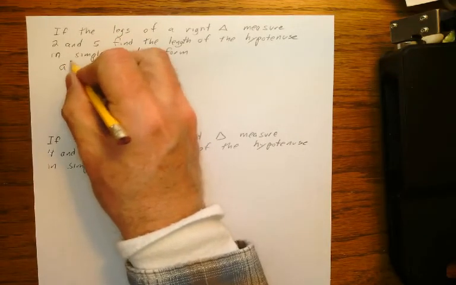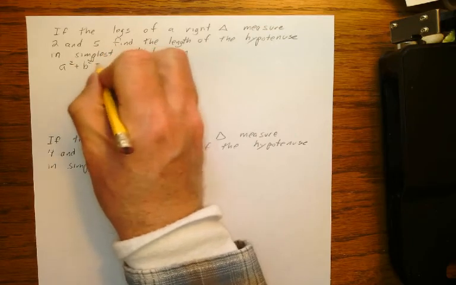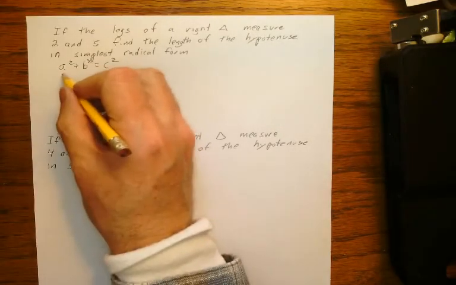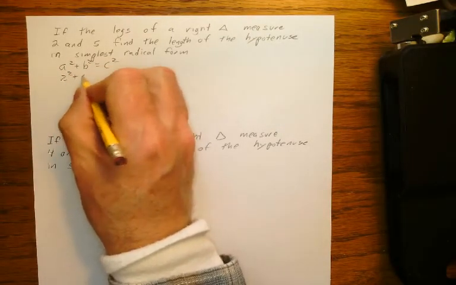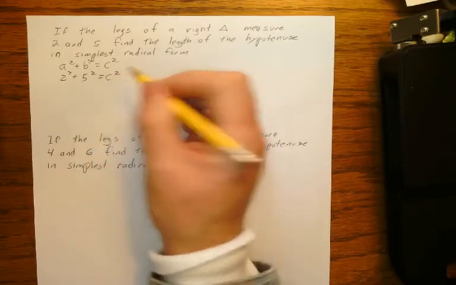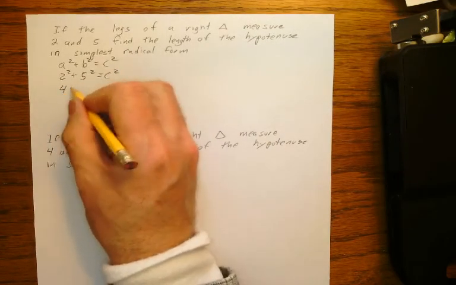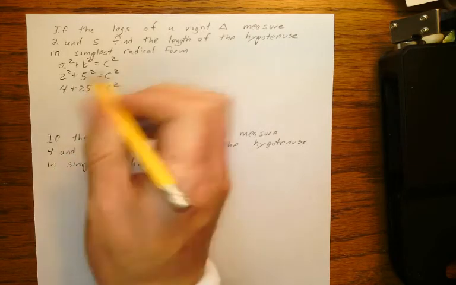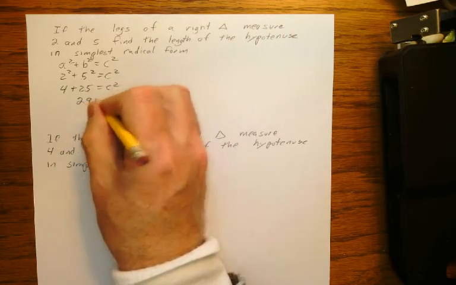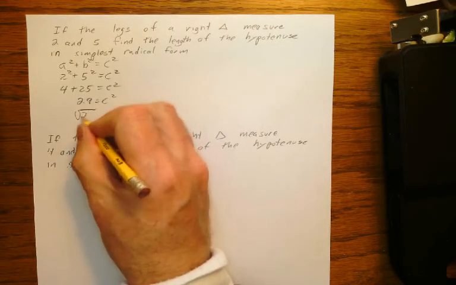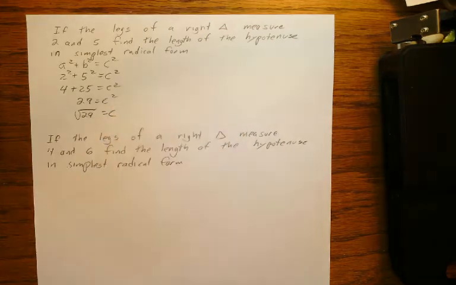So if I'm going to use the Pythagorean theorem, a squared plus b squared equals c squared, if the legs are 2 and 5, they get plugged in for the a and the b, and we're trying to find the hypotenuse. Well, if I square, I get 4 and 25. Add together, I get 29. Then if I square root it, I get the square root of 29 equals c. So now we have to simplify this.